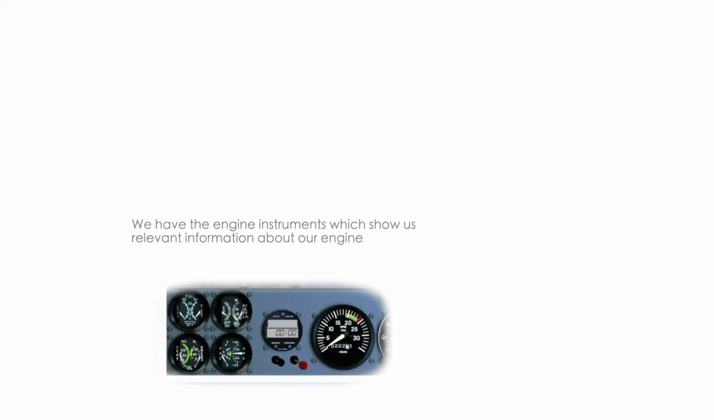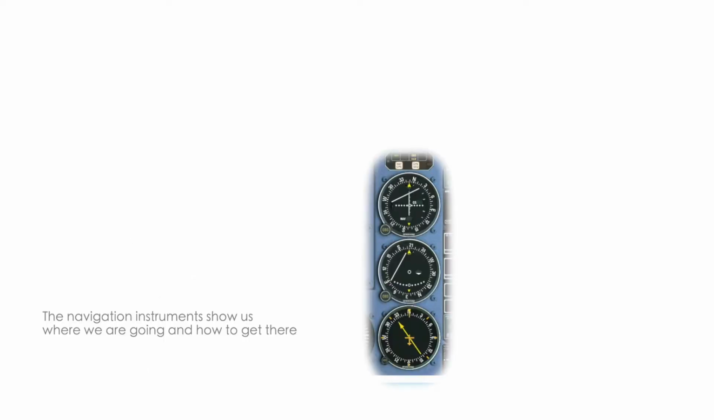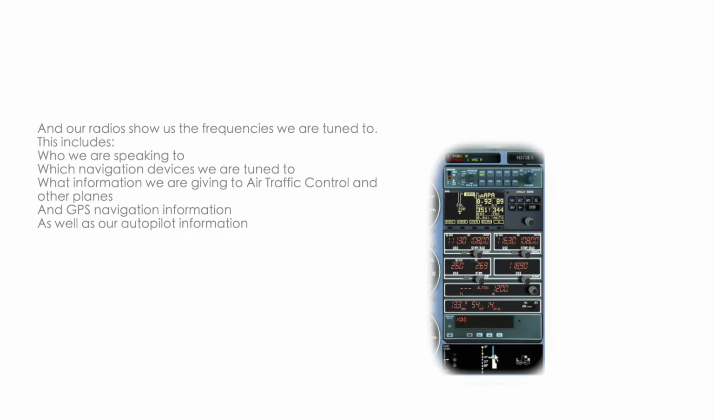We have the engine instruments, which show us relevant information about our engine. The navigation instruments show us where we're going and how to get there. And our radios show us the frequencies we are tuned to. This includes who we are speaking to, which navigation devices we are tuned to, what information we are giving to air traffic control and other planes, and GPS navigation information. As well, our autopilot information.